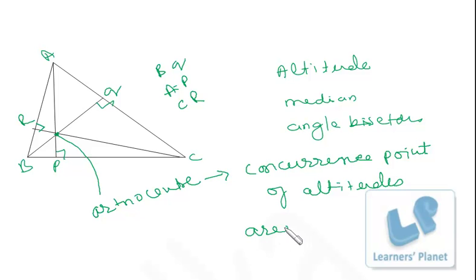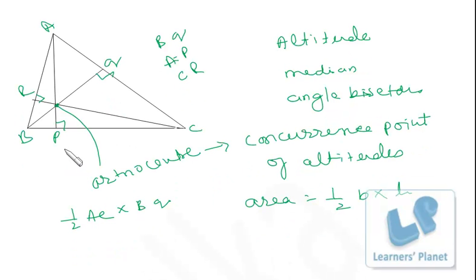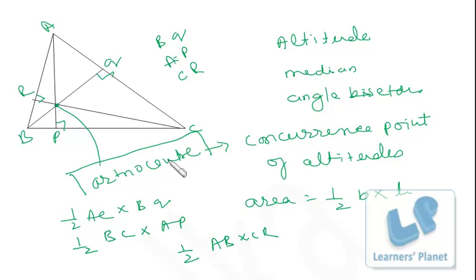You know the area of the triangle is half base into altitude. Here, if AC is the base, then BQ will be the altitude, so you can find the area of this triangle as half AC into BQ. Similarly, if BC is the base, AP will be the altitude, so the area will be half BC into AP. Similarly, for the third side, half AB into CR. In all three cases you will get the same value for the area of the triangle, because the area of the triangle is constant, obviously. So you can find the area of a triangle in any manner: half base into altitude. The concurrence point of altitudes is the orthocenter. This is a very important term. You must know this, as the definition can also be asked.